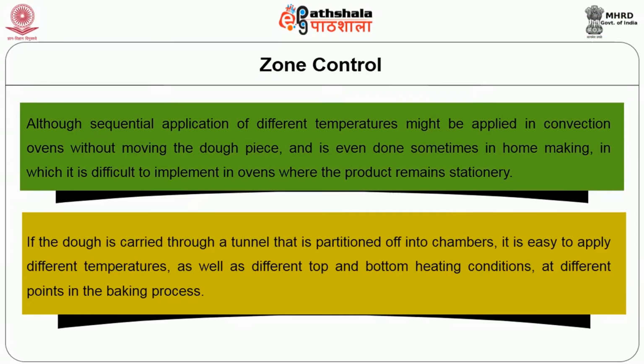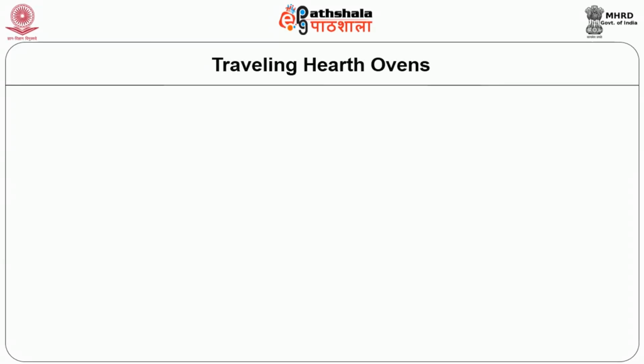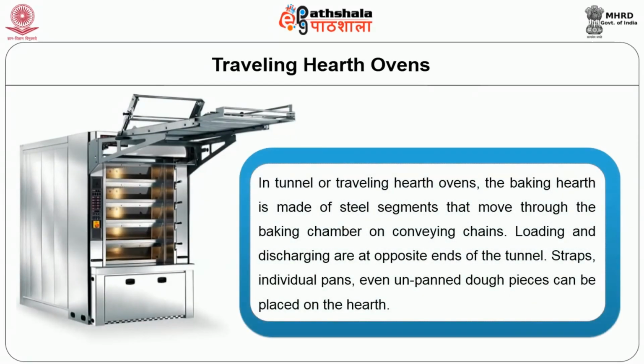The dough is carried through a tunnel that is partitioned off into chambers. It is easy to apply different temperatures as well as different top and bottom heating conditions at different points in the baking process. Let us see about the types of wholesaler ovens, the first one being travelling hearth ovens.